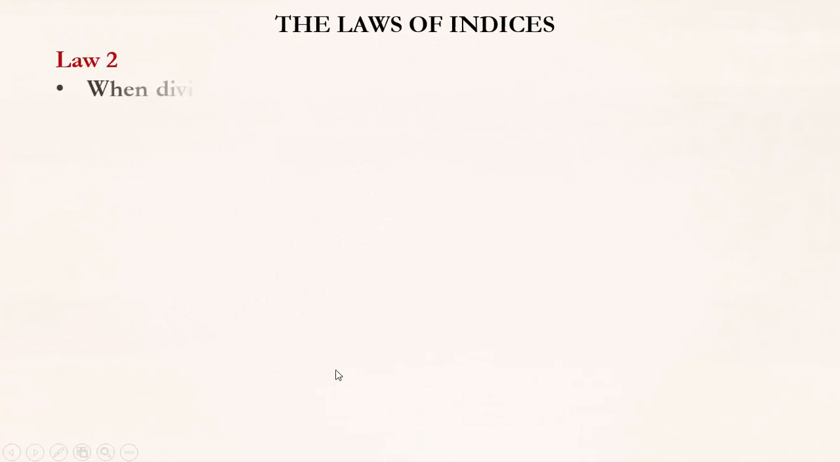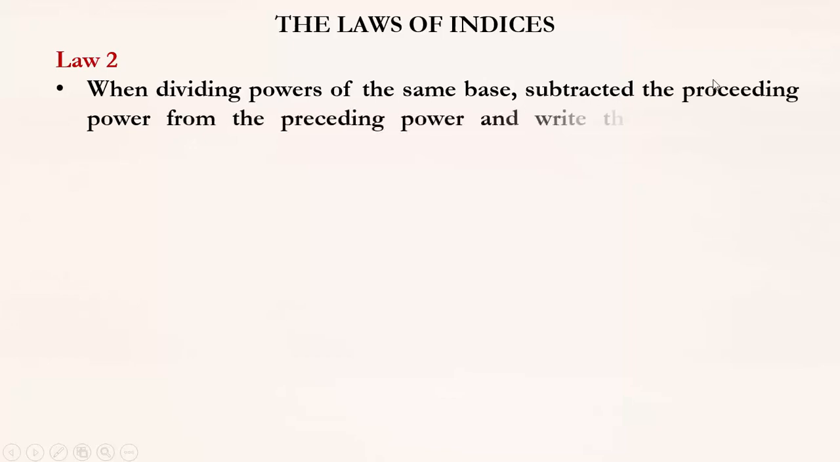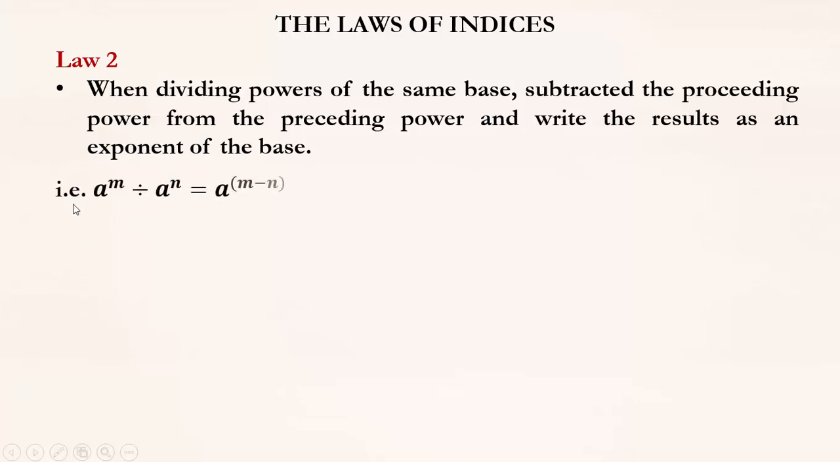Law 2. When dividing powers of the same base, subtract the subsequent power from the preceding power and write the result as an exponent of the common base. That is, a to the power m divided by a to the power n is simply going to be equal to a to the power m minus n.